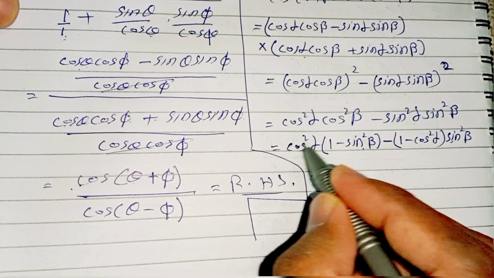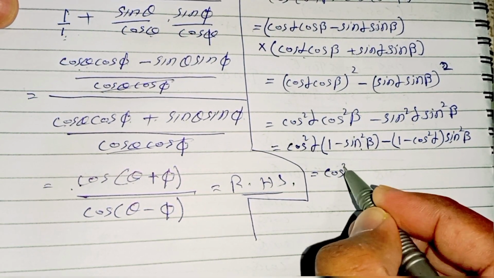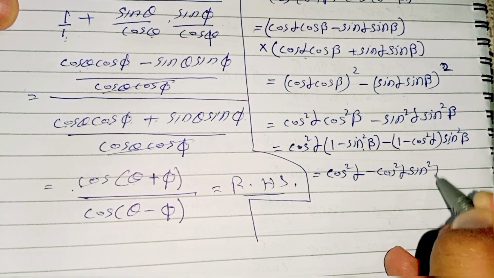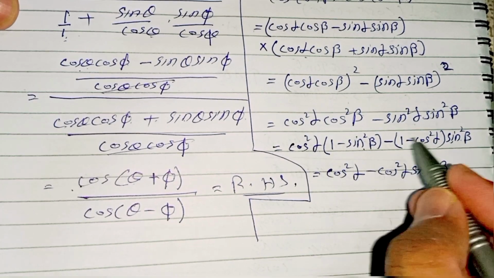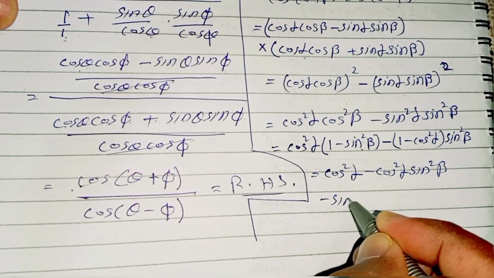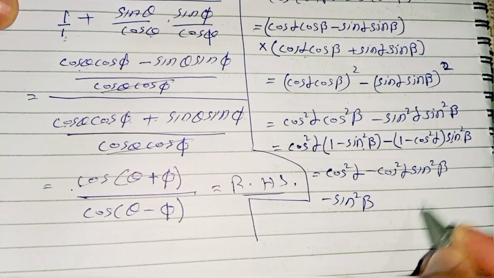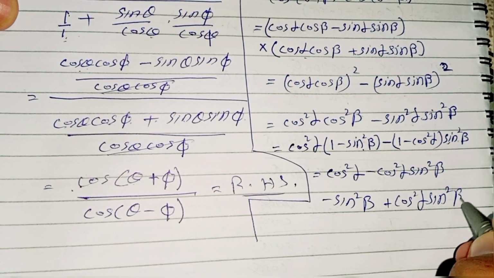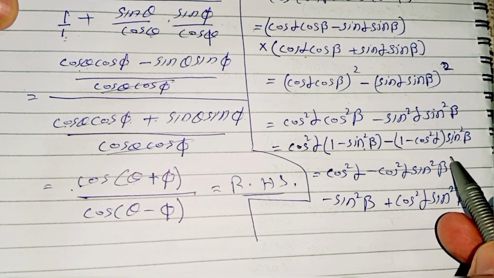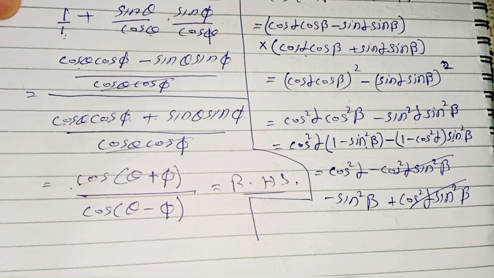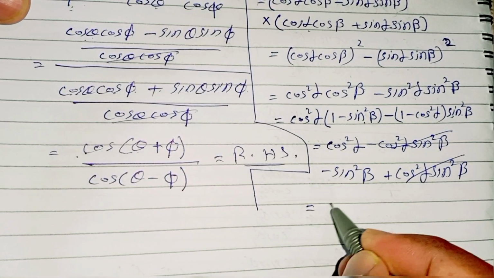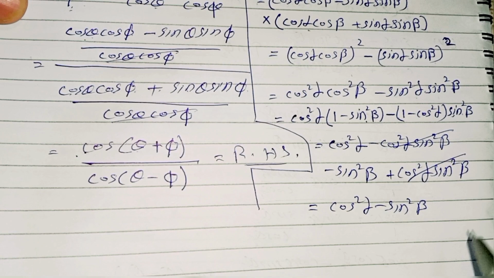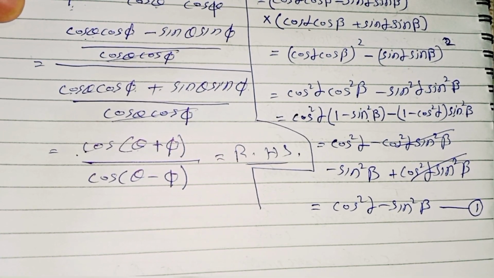Multiplying both terms, cos square alpha multiplied by 1 gives cos square alpha, minus cos square alpha sin square beta, and sin square beta multiplied by 1 minus sin square beta, and minus into minus gives plus cos square alpha sin square beta. The plus term cancels the minus term, and we are left with cos square alpha minus sin square beta, taking as equation number 1.